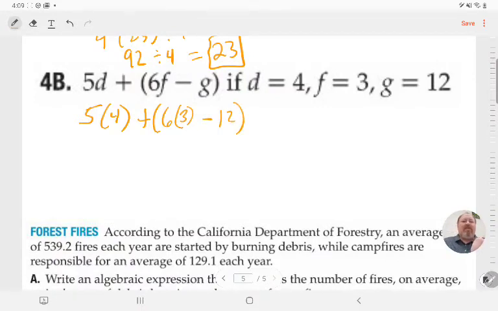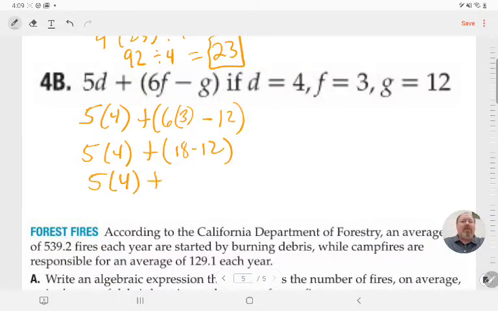Now let's take a look. We have to do inside the parentheses first. So 5 times 4 plus 18 minus 12. 5 times 4 plus 6. And then we would have 20 plus 6, which would equal 26. All right, nice job.